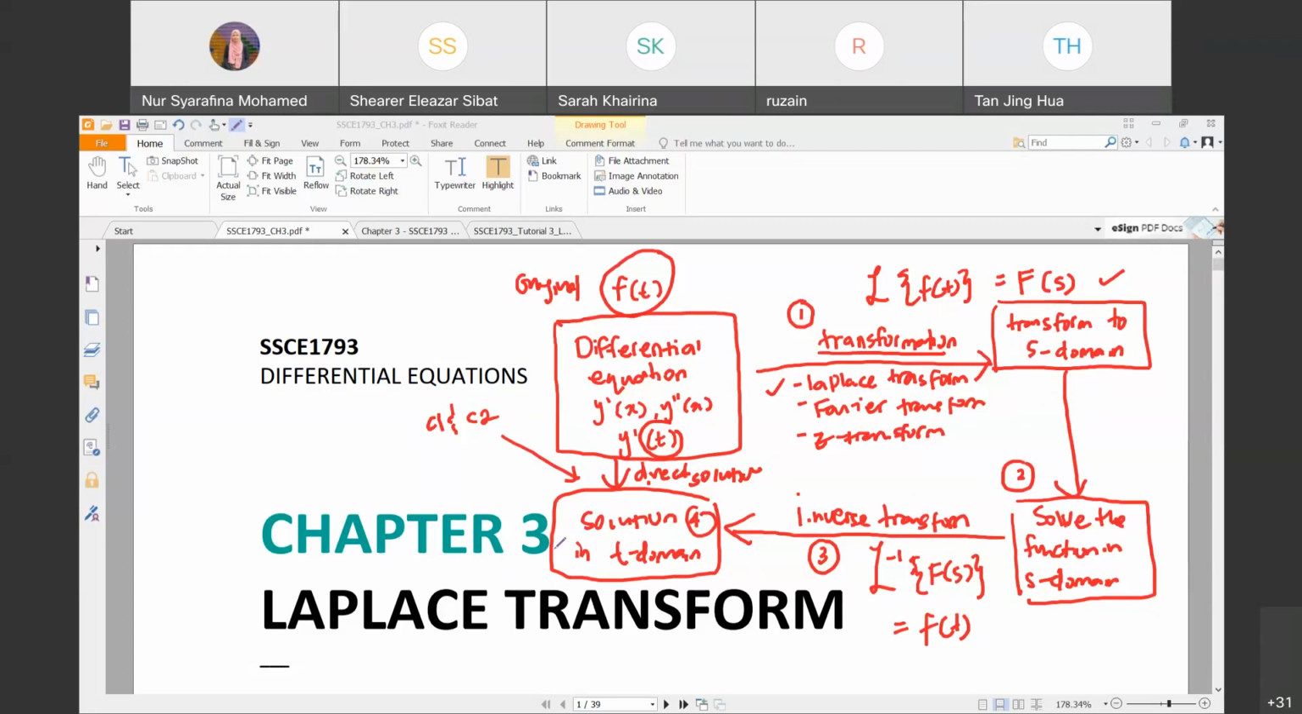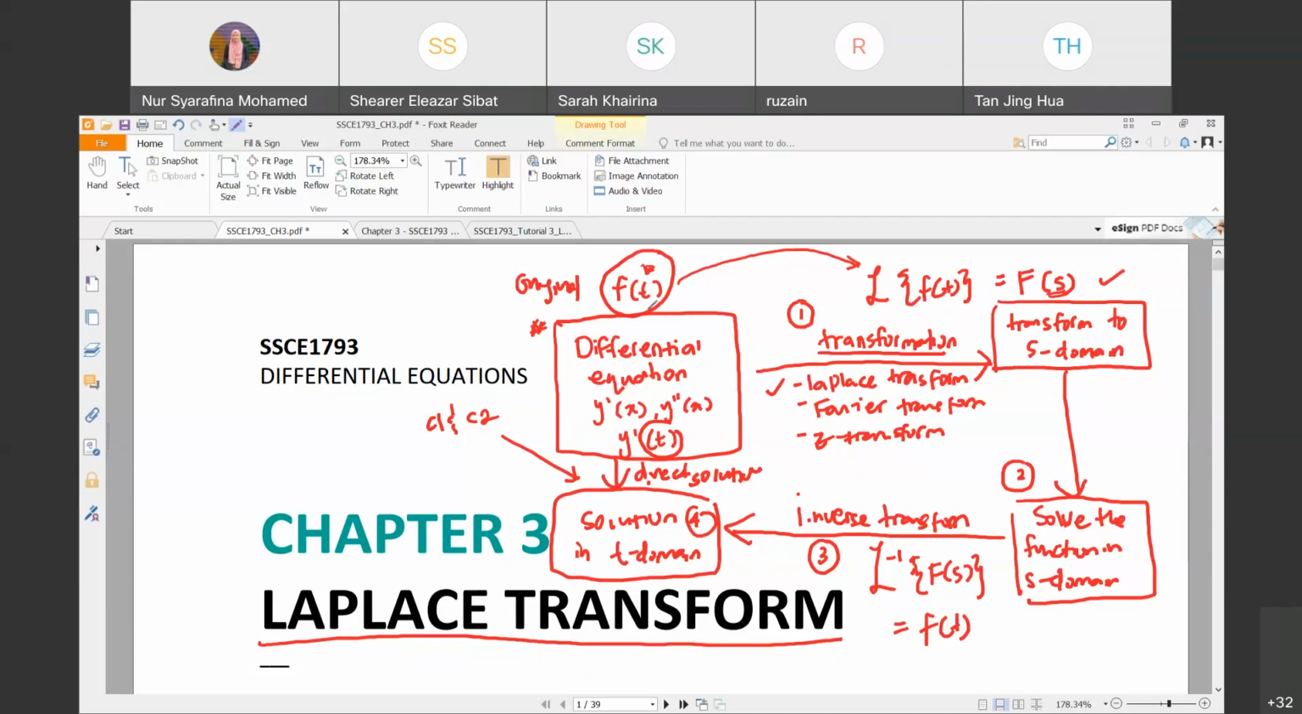the solution. You know that this is the differential equation where we have a function in terms of x, y prime, y double prime, y prime t, f t, and so on. In this Laplace transform, we are going to transform a function in terms of the t domain, the time domain, to another domain in terms of s. We transform by using Laplace transform in order to change the domain of the original problem.